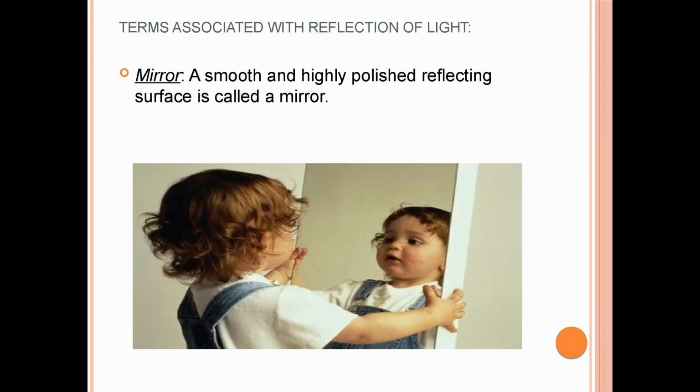Now I will explain some terms that are associated with reflection of light. As you can see, a child is holding a mirror. We always know what a mirror is. A mirror is a smooth and highly polished reflecting surface.